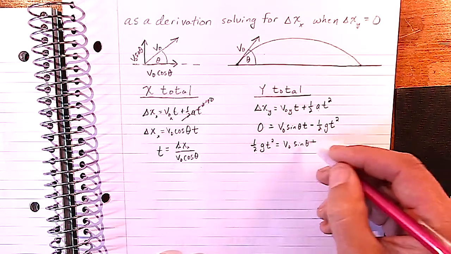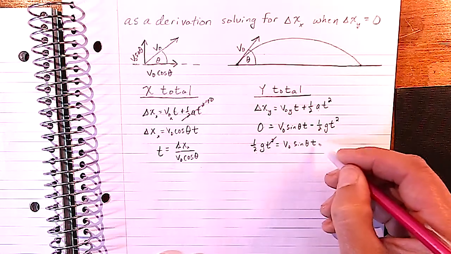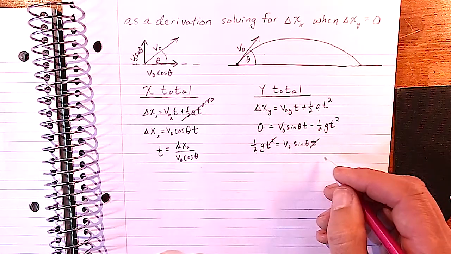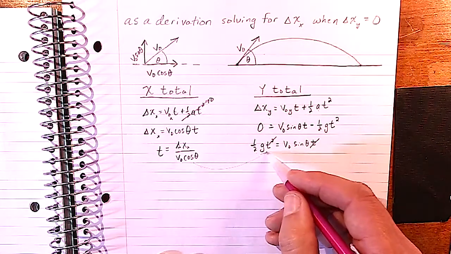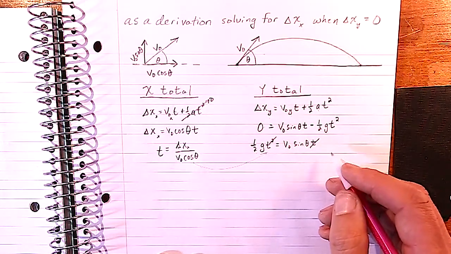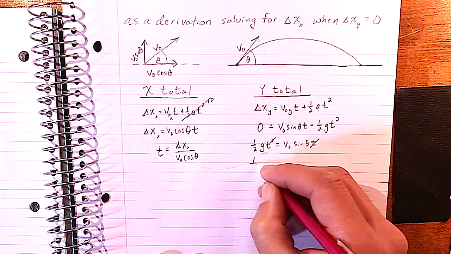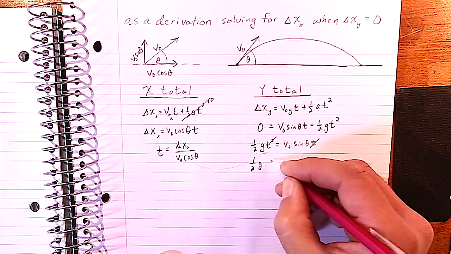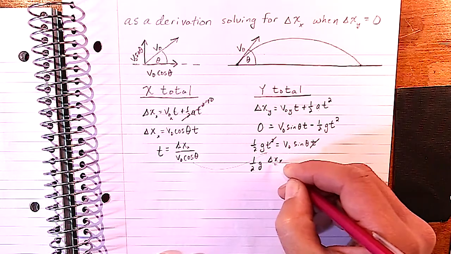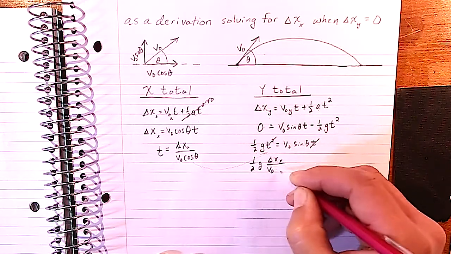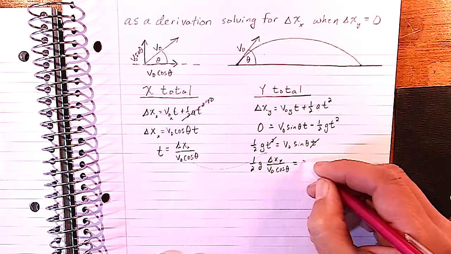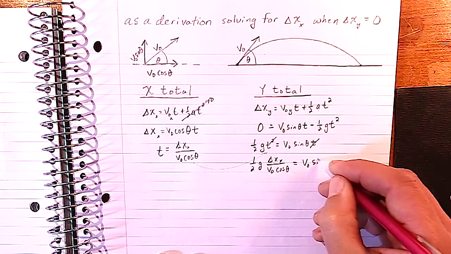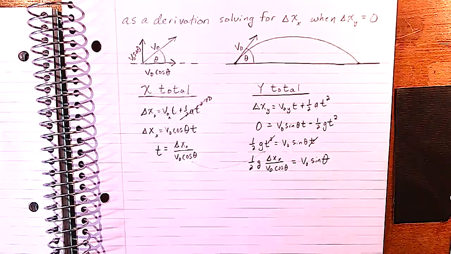And we can see that we have a t on both sides, so we'll cross out the t squared and this t. And then what we can do is sub in for time, because we know what that is. We have an expression for it. So that's going to become 1/2 g delta x over v naught cos theta. And on our other side, we have the same thing we had before, which is v naught sine theta.